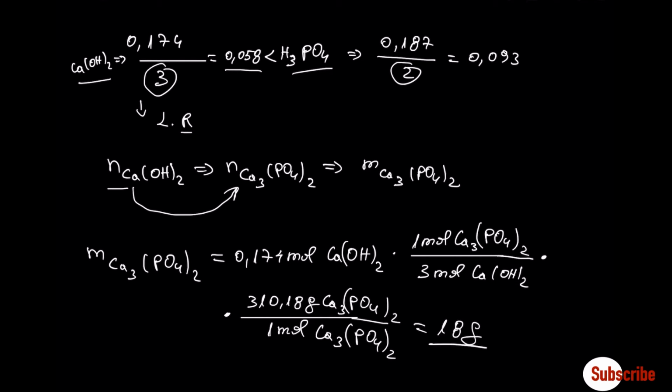So from here we find that the maximum amount that we can produce with a given amount of the reactants is 18 gram. This is the theoretical yield. What if the exercise asks you to find the percent yield by giving you that the actual yield for calcium phosphate is 15 gram?